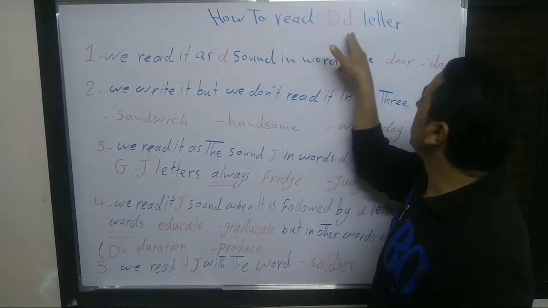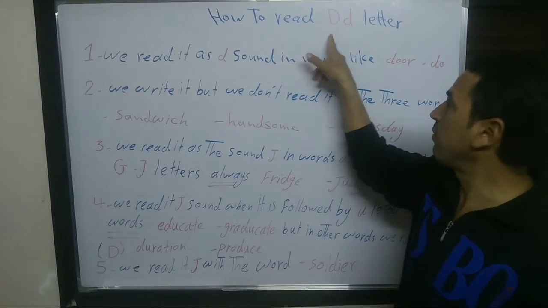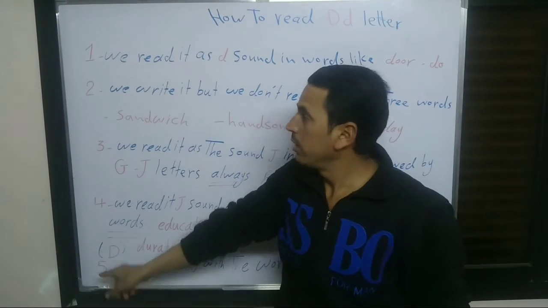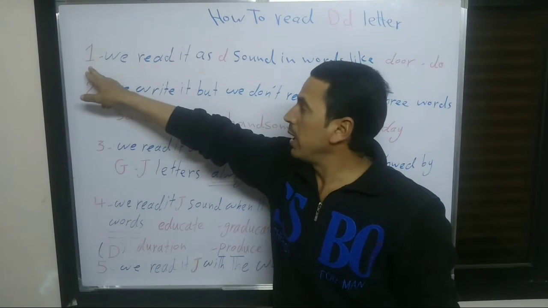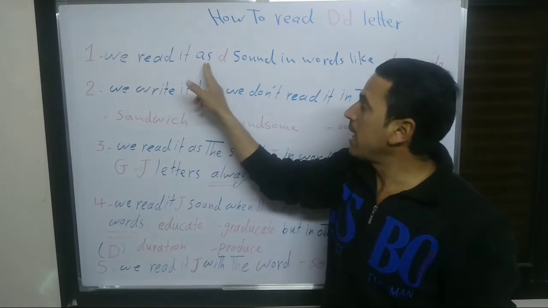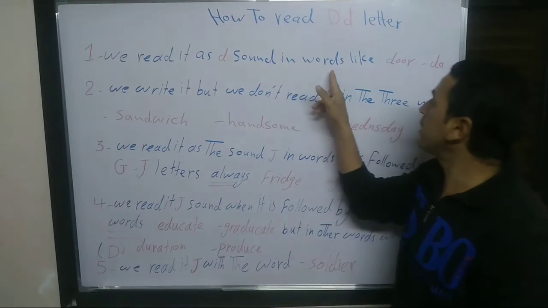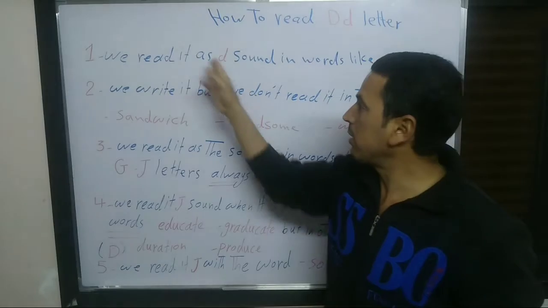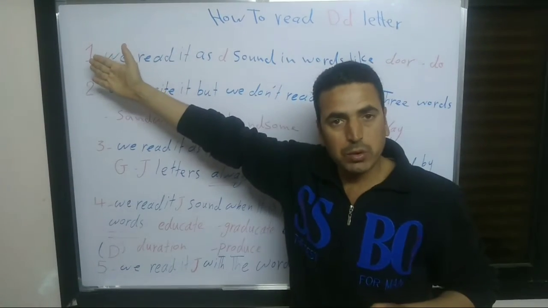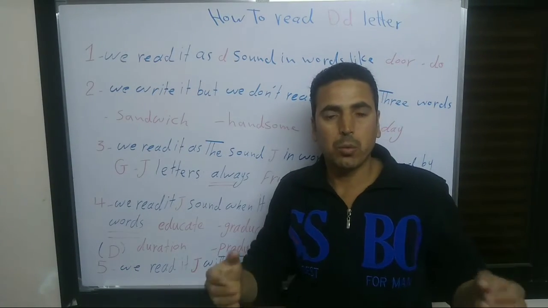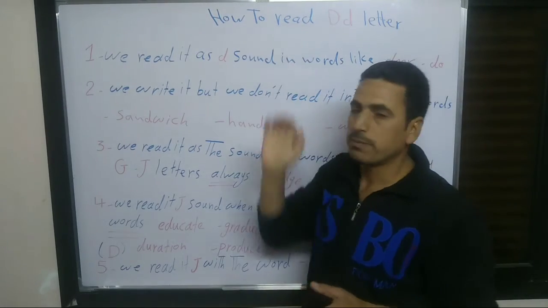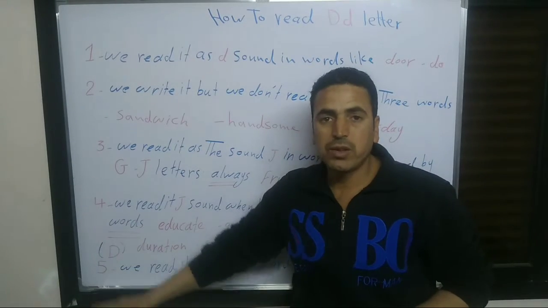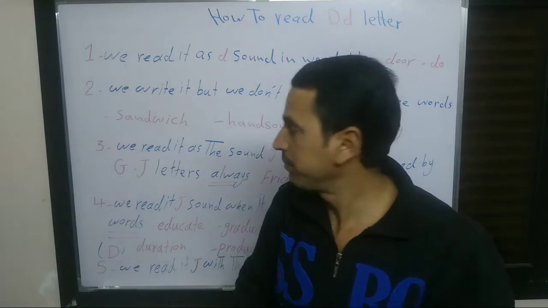How to read the letter D. So that's the capital form and that's the small form. We have 5 rules. The first rule says we read it as the D sound in words like "do". The first rule deals with the natural way in which we read the letter D. The second, third, fourth and fifth deal with exceptional rules.